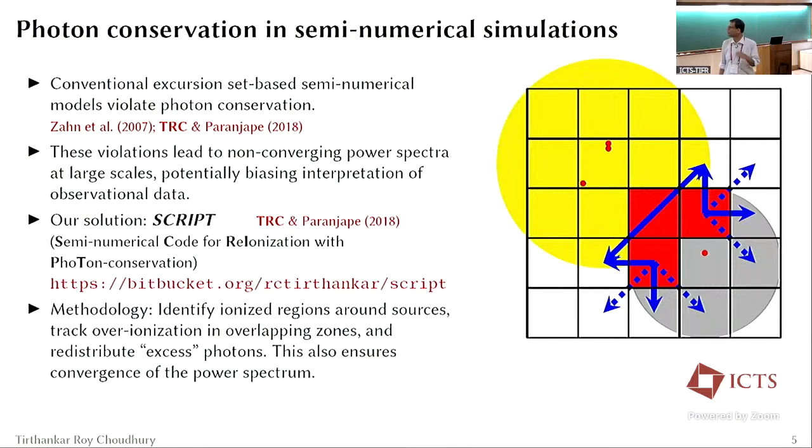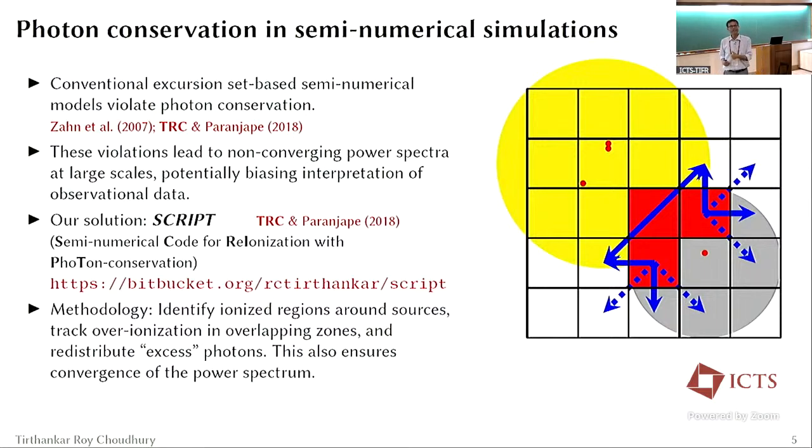So that led us to go to a different route for developing the semi-numerical simulations, which we call SCRIPT, where we don't do it the excursion set way, but we just basically identify ionized regions around sources. When they overlap, we mark those cells as over-ionized, and we then redistribute the excess photons to nearby areas. This is a broad idea. This was already tried in various other codes including, for example, Grizzly, which Raghu has been working on. And this code is explicitly photon conserving. It is slower than conventional excursion set, but it's still reasonably efficient that you can do parameter estimation.